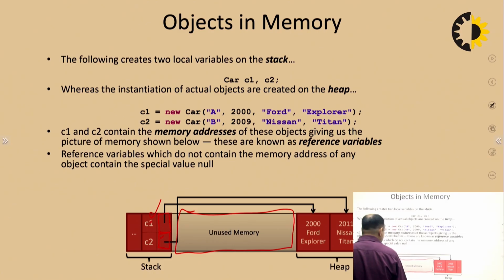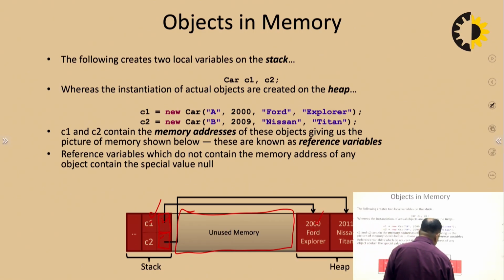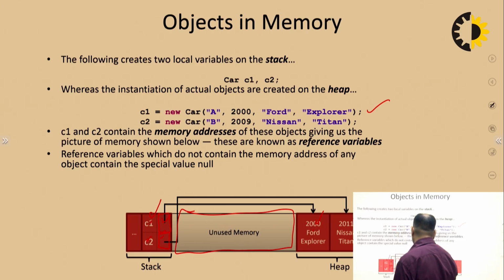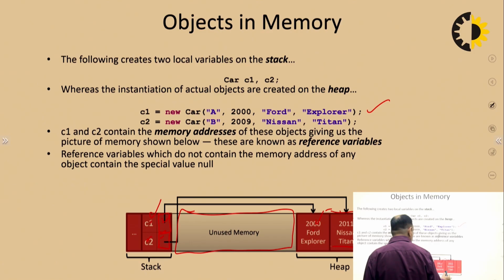The C1 object has a reference, and at that reference you can see that the information stored is 2000 Ford Explorer. In the C2 object, through its reference we can access the data 2011 Nissan Titan, which is stored at that location. This location is accessed through the reference, which is available through the object C2. So C1 and C2 have the references by which we can access the data.